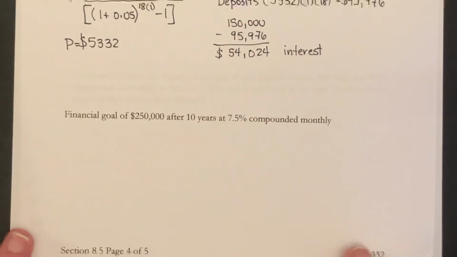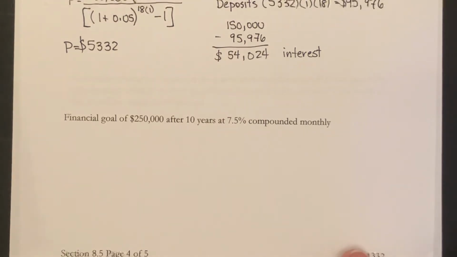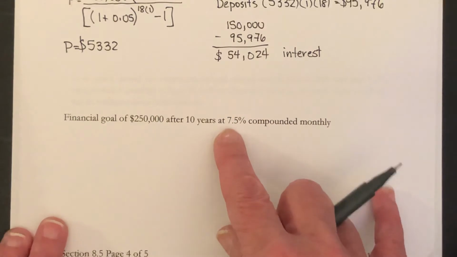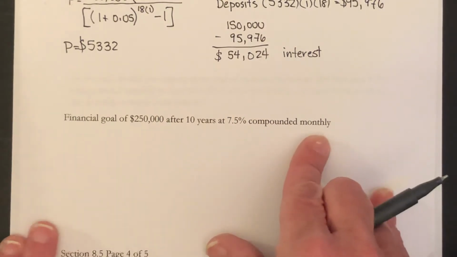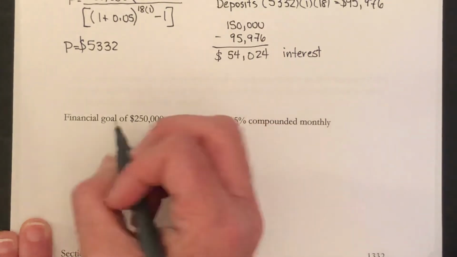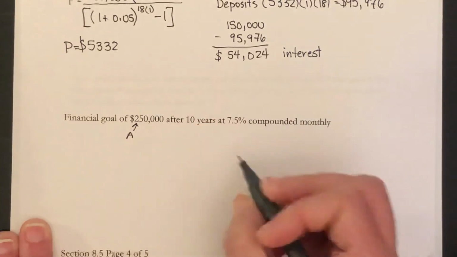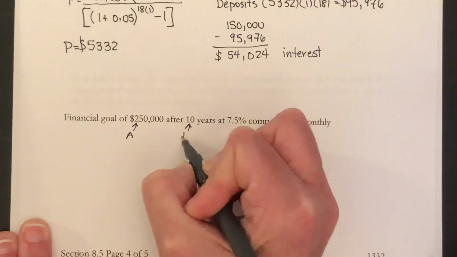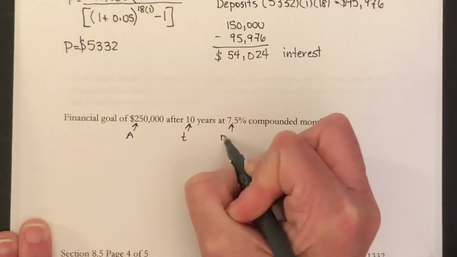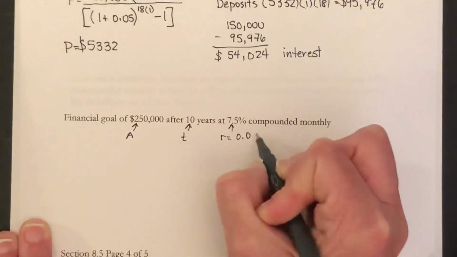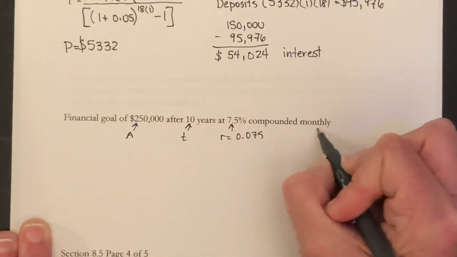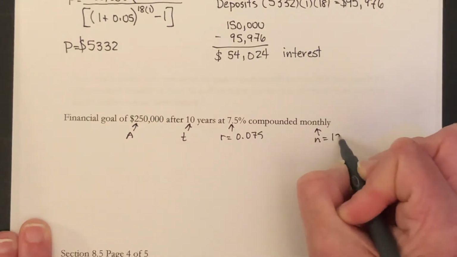Okay, so let's say we have a financial goal of $250,000 after 10 years, and this time it is 7.5% compounded monthly. So we're looking for P. This is our A value. 10 years is our T value. This is R, which is 0.075 compounded monthly, so our N value is 12.